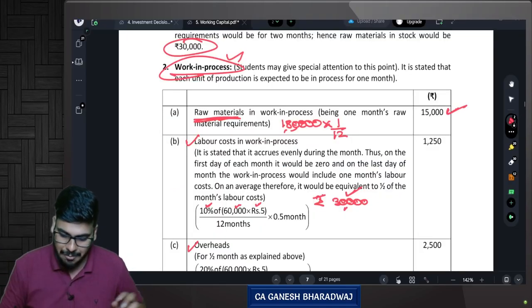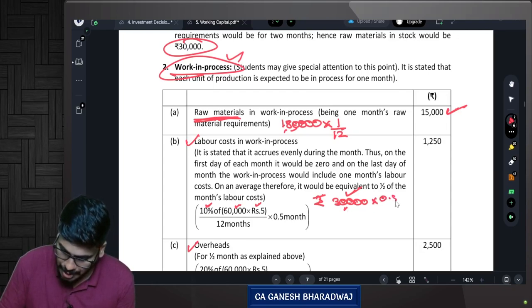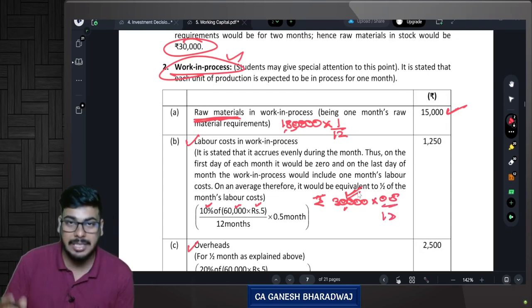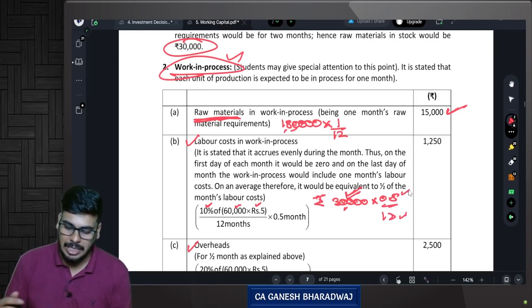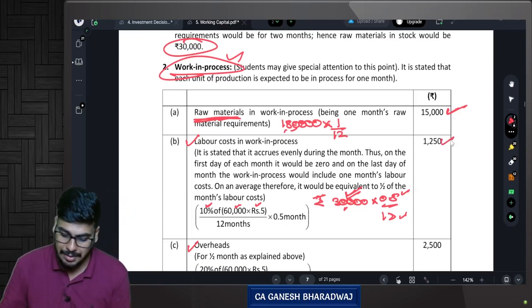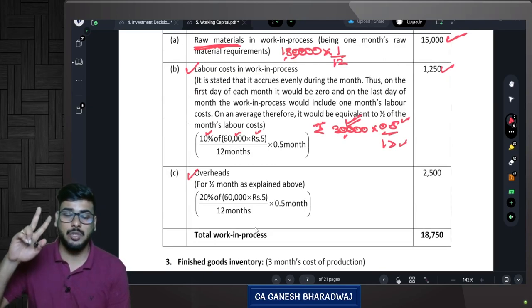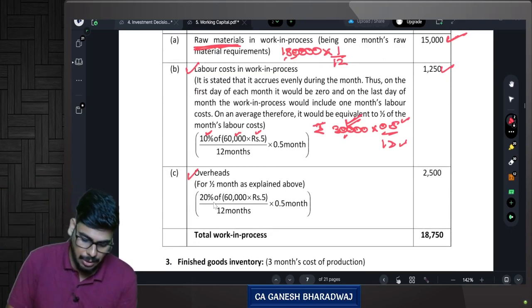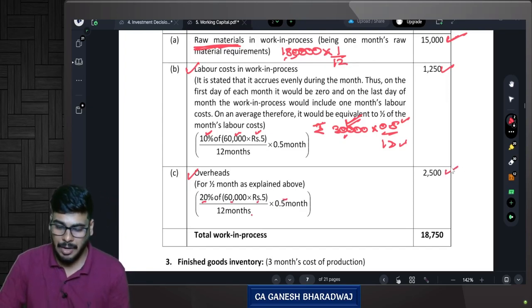And that is what they have mentioned here. Look at this, 30,000 into 0.5 divided by 12. If 30,000 is the labor cost for 12 months, how much will it be for 0.5 months? So 30,000 into 0.5 divided by 12 gives you 1250. Similarly for overheads. Overheads is 20% of my overall sales value, correct? So 20% into 60,000 into 5 into 0.5 divided by 12, you get 2,500 rupees.